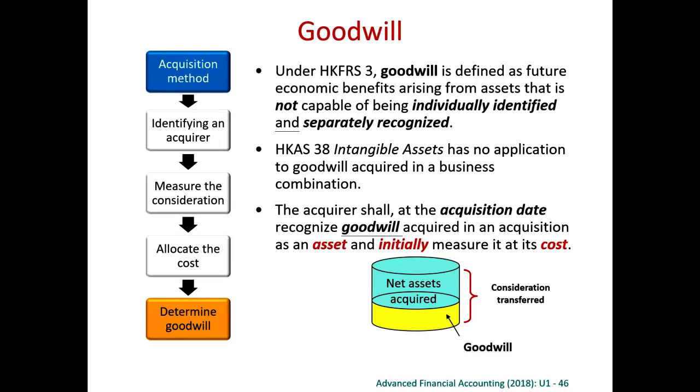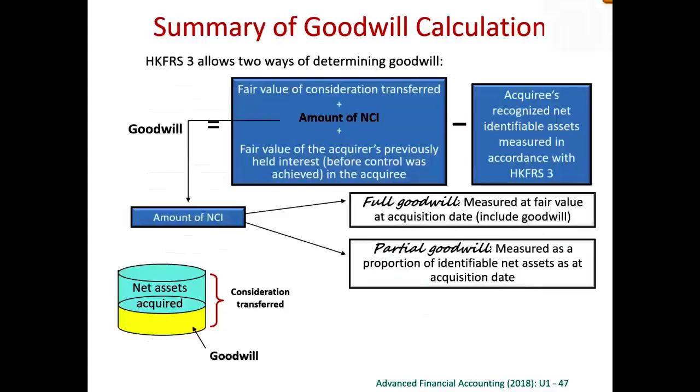So that's why Hong Kong AS 38 Intangible Assets does not govern goodwill, because Hong Kong AS 38 will govern only identifiable assets without physical substance. Goodwill is not identifiable, so goodwill is not under Hong Kong AS 38. In that sense, goodwill arises only because of business combination. Goodwill is supported by Financial Reporting Standard number 3. If there's no business combination, there should not be any goodwill. Goodwill should be recognized as an asset, and it should be initially recognized at cost.